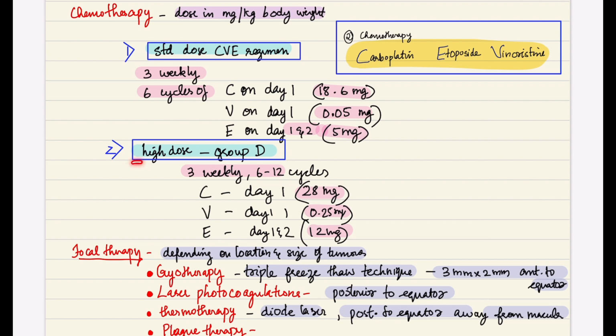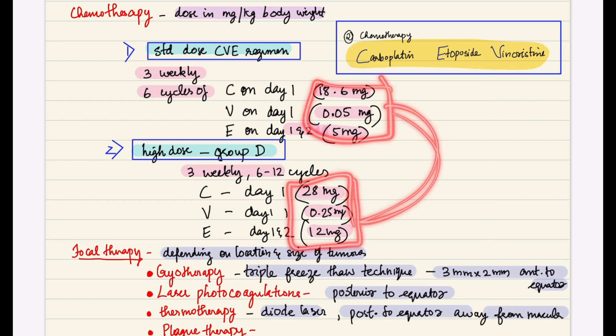Then we have high dose for group D, that is 3 weekly, 6 to 12 cycles, carboplatin on day 1, vincristine on day 1 and etoposide on day 1 and 2. And these are the doses. We should study the doses.